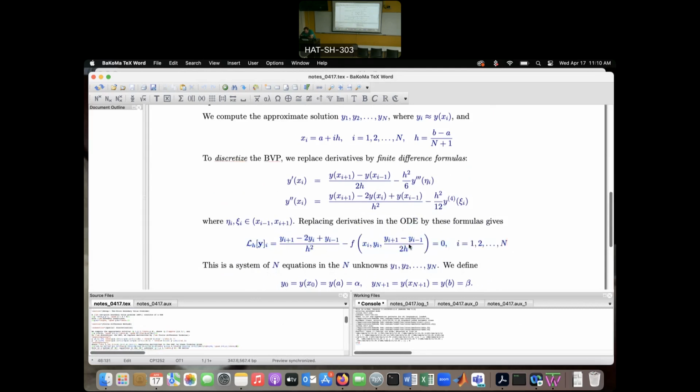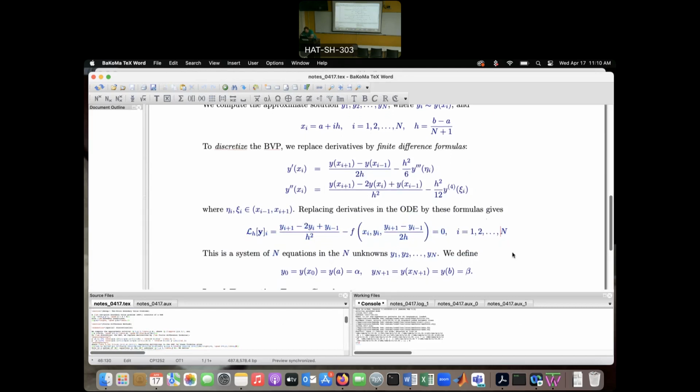So now what we have is a system of N equations in the N unknowns y1, y2, to yN. Instead of solving the ODE and its boundary conditions, we're going to solve this system of N equations and N unknowns. Now, are there questions at this point about where this system comes from? It really is about discretizing the derivatives.